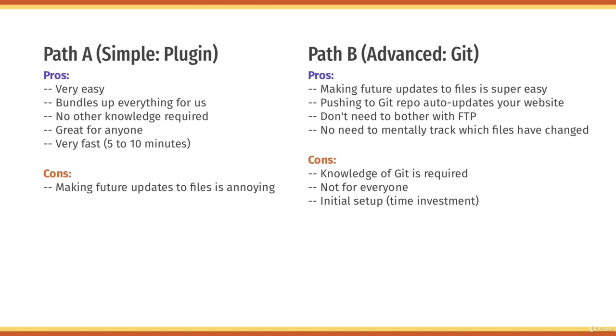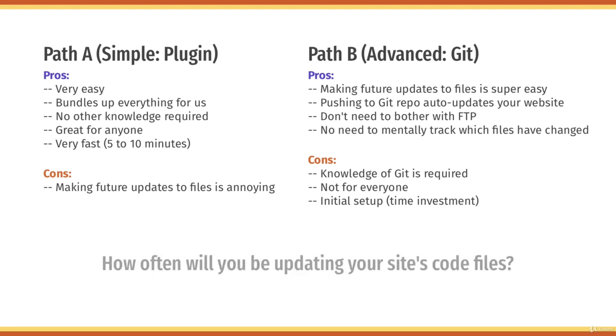Okay, so that's an overview of Path A and Path B. We're going to walk through each of them in detail in future videos, but right now you're likely trying to decide which path is right for you. Well, in addition to the Git factor, right, if you're not familiar with Git, you should probably choose Path A. In addition to that factor, I will give you another question, which is, how often do you think you'll need to make updates to your site files?